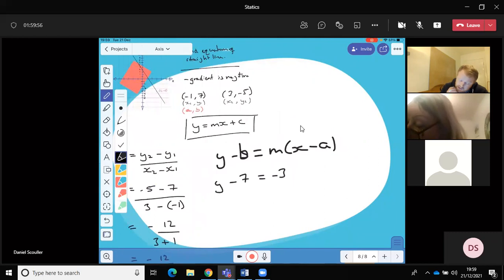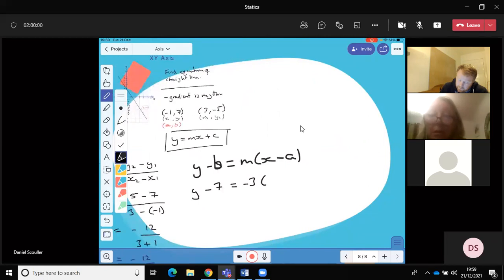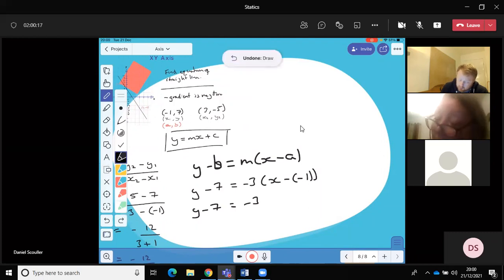Gradient was -3. Minus -1. Again, be careful with that symbol. Break that bracket. Oh, sorry. Tidy that up first.